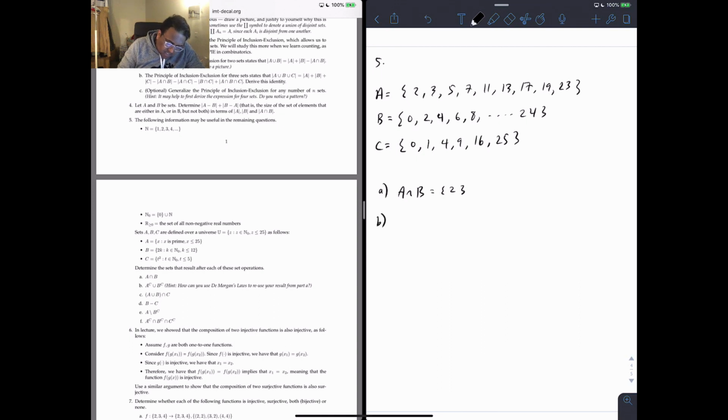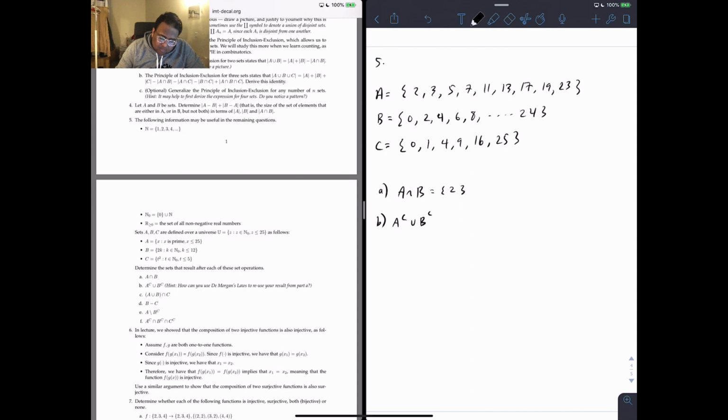Now in part B, we're asked for the union of A's complement and B's complement. And remember, the complement of A is the set of everything that's in the universe that's not in A. Okay, so what we could do is go determine A's complement, which is the set of all composite numbers, or well, 1 and the composite numbers, and B's complement would be the set of all odd numbers. And we can go through and find the union, but there's an easier way, and the hint sort of tells us this.